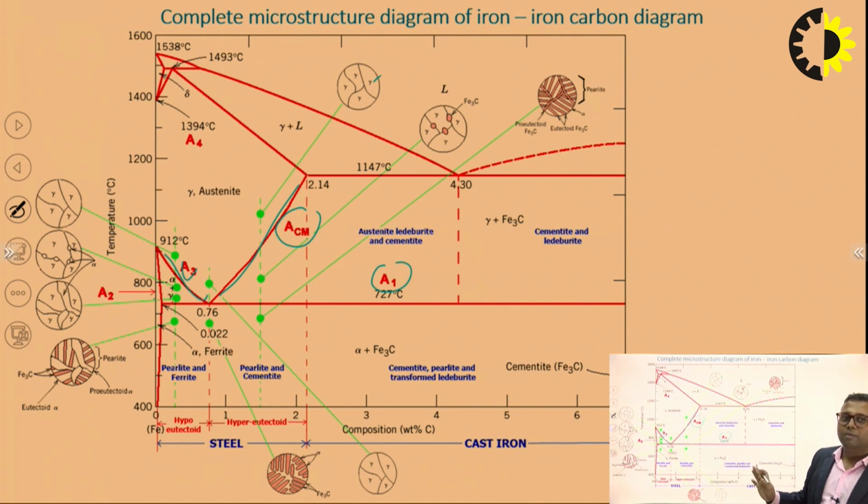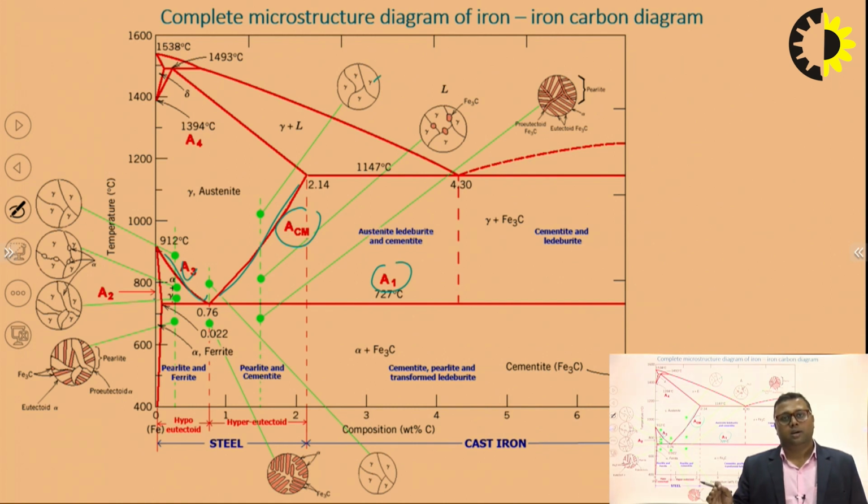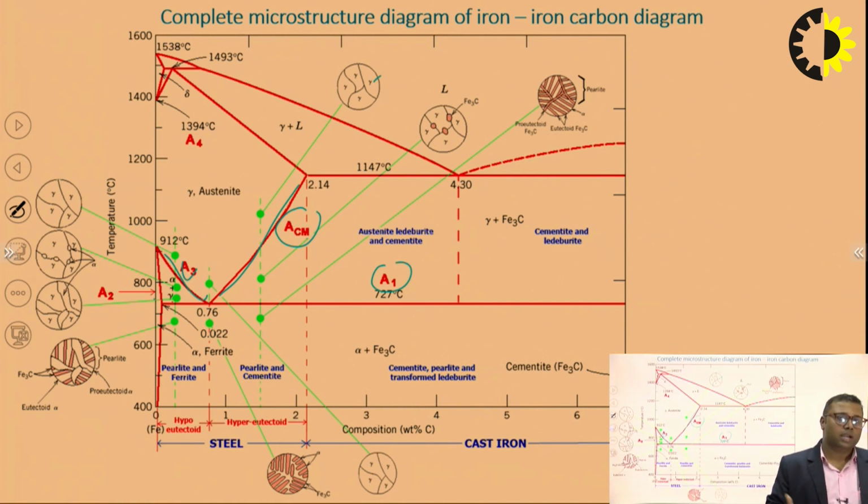So with the help of this diagram, you can easily predict different phases of iron, starting from gamma austenite to alpha ferrite, delta ferrite, martensite, and cementite. Apart from these, you also see two phase mixtures. One is pearlite and the second is ledeburite.